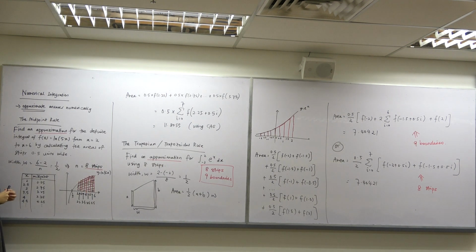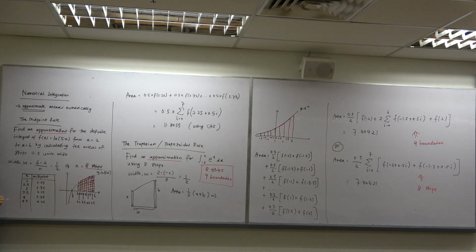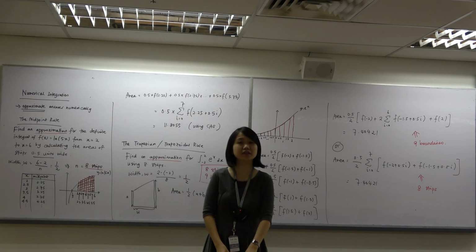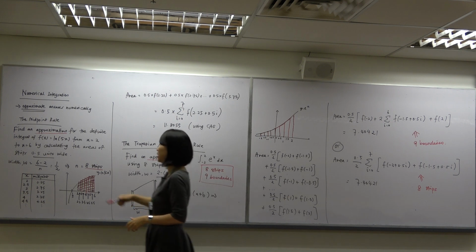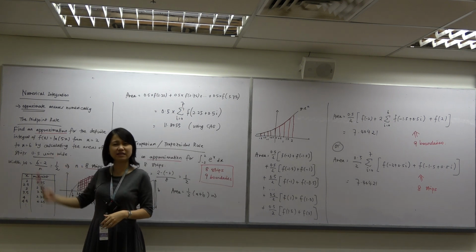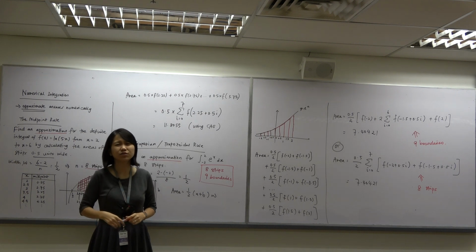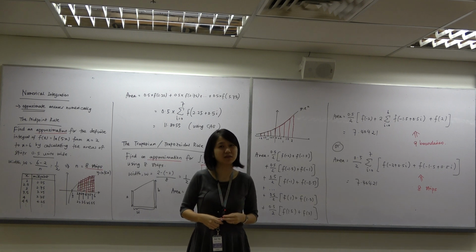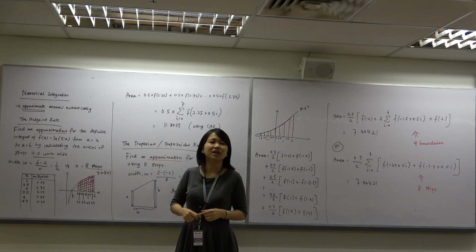I've written on the board: find an approximation for the definite integral for a function f(x) = ln 5x from x equals 2 to x equals 6 by calculating the areas of strips 0.5 units wide. So how do we ask our questions usually in numerical integration? It's either I provide you with the width, and for this case it is 0.5 units, or I tell you how many strips to divide your area into for you to approximate. So for this particular example it is with the width.